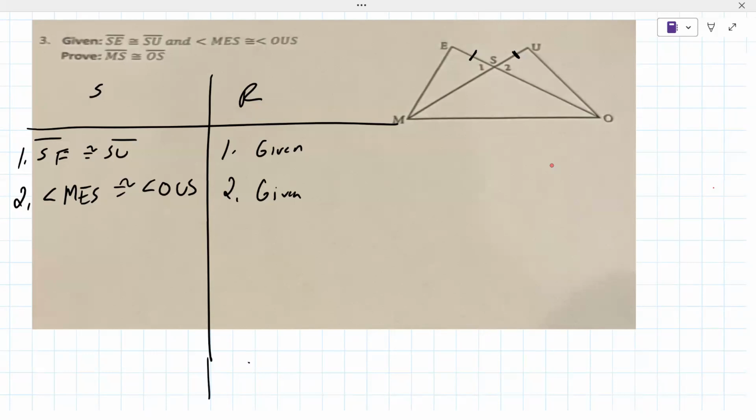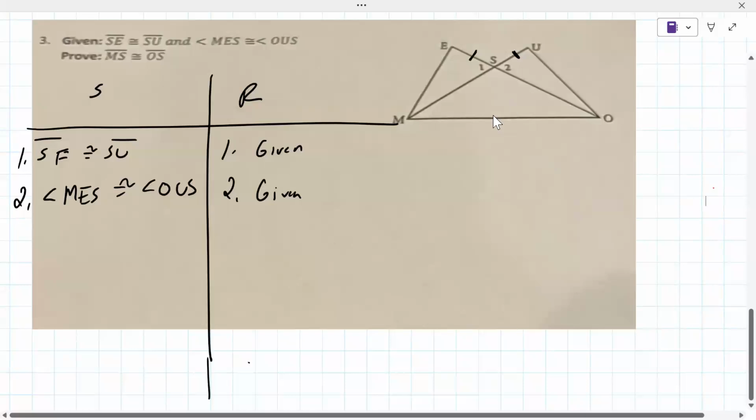M to E to S. Remember, it's a path. M to E to S. O to U to S. And you want me to mark the congruency? Yeah, I want you to label your drawing before I put it in. I want to make sure you know what that means, which angles that's referring to. Okay.